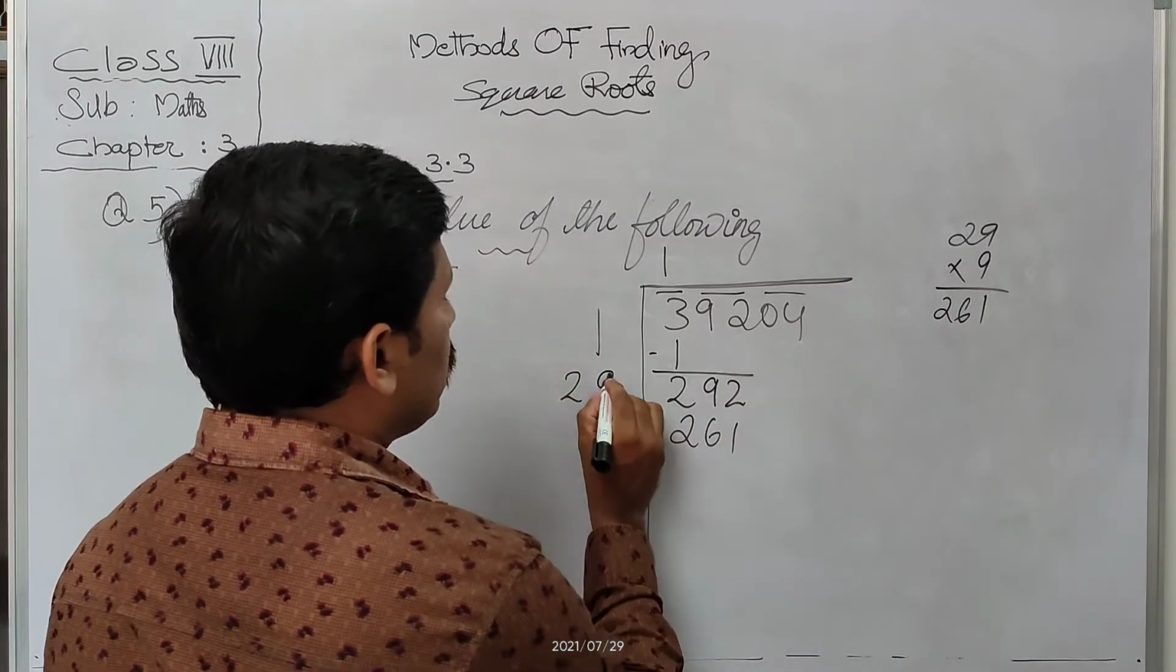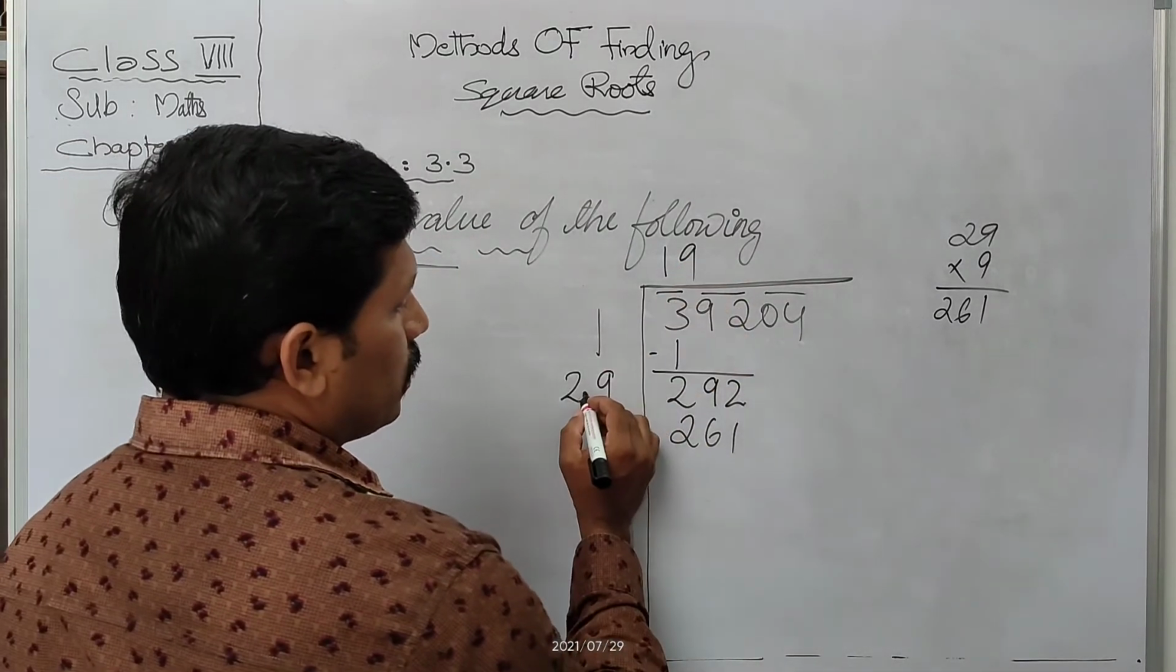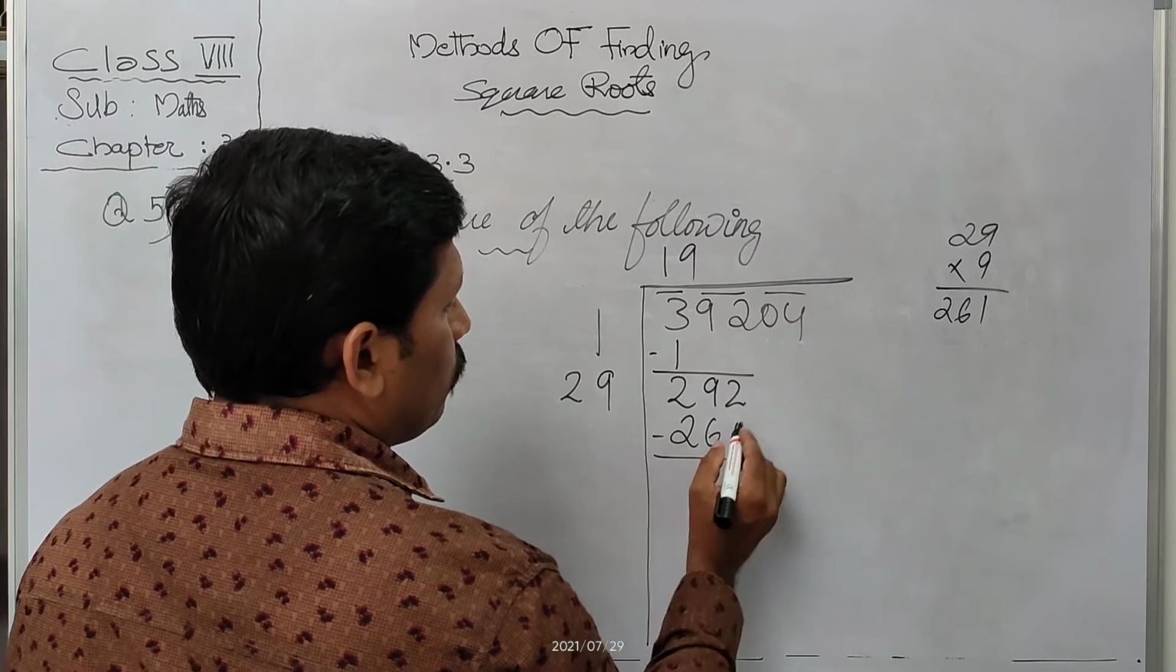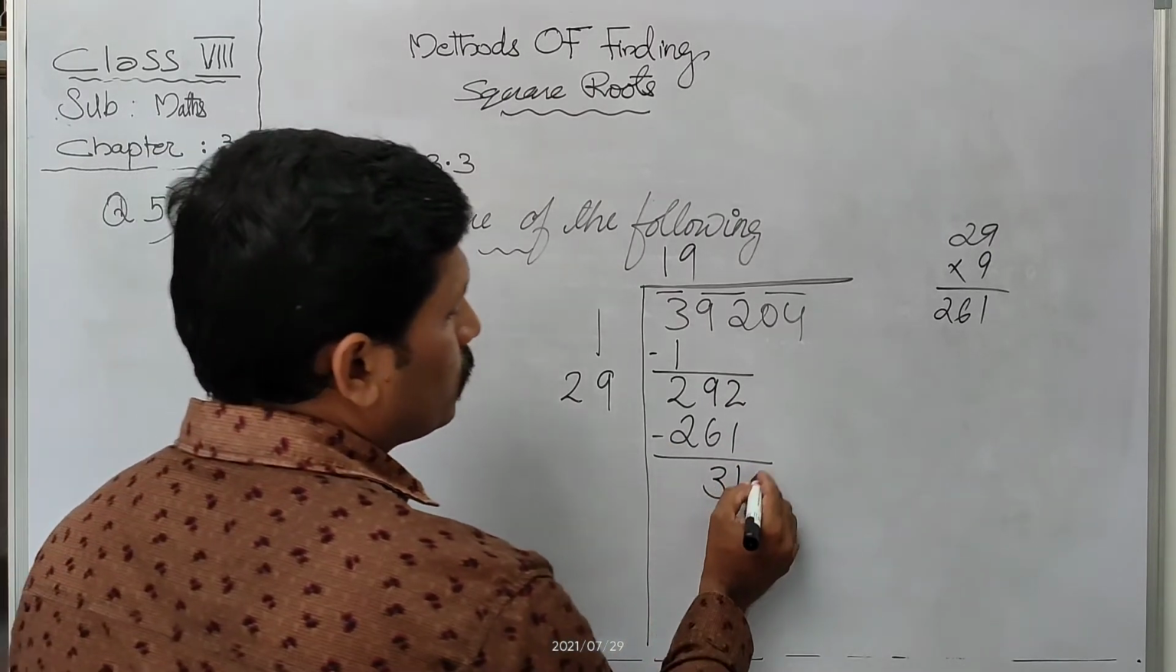261. So here we write 9 and here also we write 9. Then we subtract 9 into 29, 261. Then we write here 1 and 3, 31. Next group is 04.